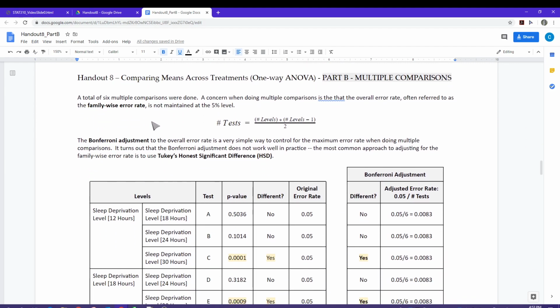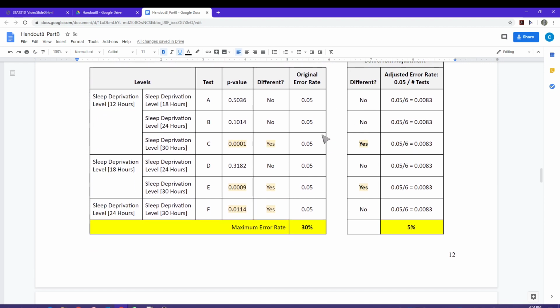There were a total of 6 multiple comparisons that were done. A concern when doing multiple comparisons is that the overall error rate, often referred to as the Familywise error rate, or the maximum error rate, is not going to be maintained at that 5% level. So what I mean by that is that if I use a 5% level for test A, a 5% level for test B, for C, D, E, and F, there's going to be 6 of those, 6 comparisons that need to be made. And if I use a 5% original error rate, my maximum error rate for my multiple comparisons is going to be 30%.